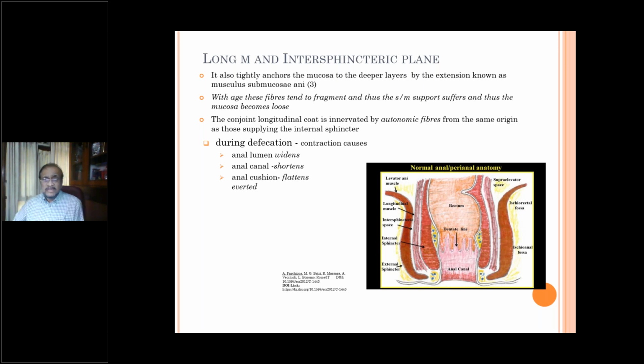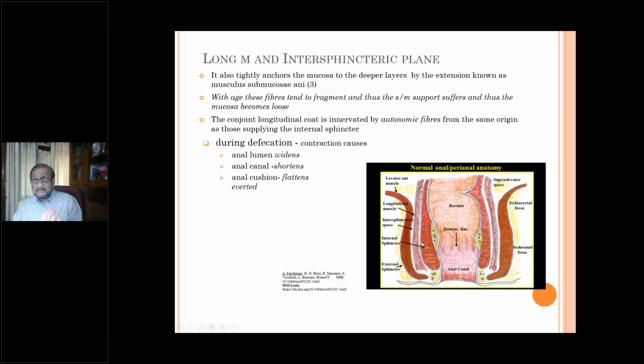Right? Now, the conjoined longitudinal cord is innervated by what? The autonomic fibers. Right? The same origin as which is supplying the internal sphincter. So autonomic, somatic. Is that clear? Autonomic, somatic. So sensory out here, these two are autonomic.